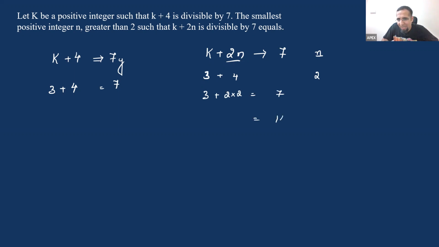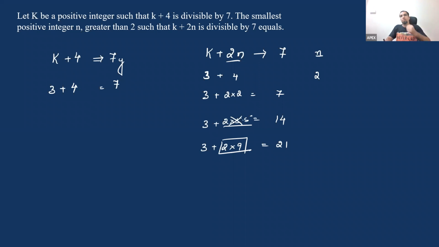If I take 14, again n cannot be an integer because 3 plus 2 into 5.5 will be 11, which is not considered. Clear? If I take my next number as 21, 21 will give me 3 plus 18. 18 will be 2 into 9 is equal to 21. So can I say that the smallest integer n which will make this number divisible by 7 is always going to be n is equal to 9, and that will make the number always divisible by 7. Clear?